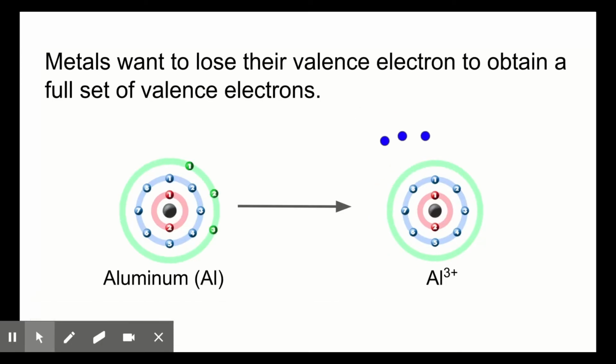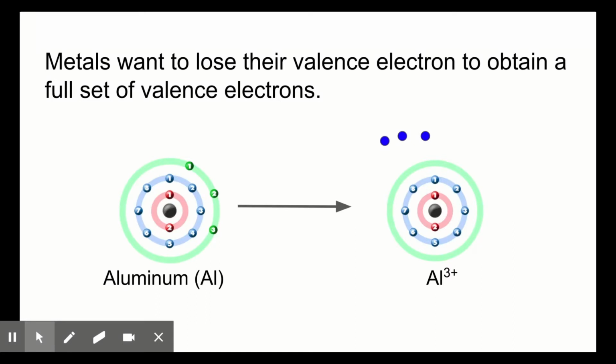And another metal would be aluminum. Aluminum has 3 valence electrons, and to have a full set of electrons in its energy level, it wants to lose all 3 of those valence electrons. So metals want to lose their valence electrons to get that full set.